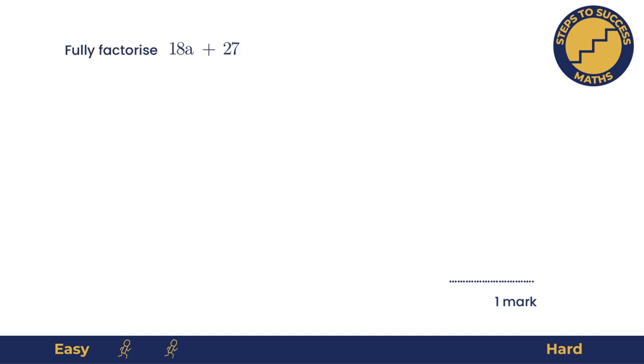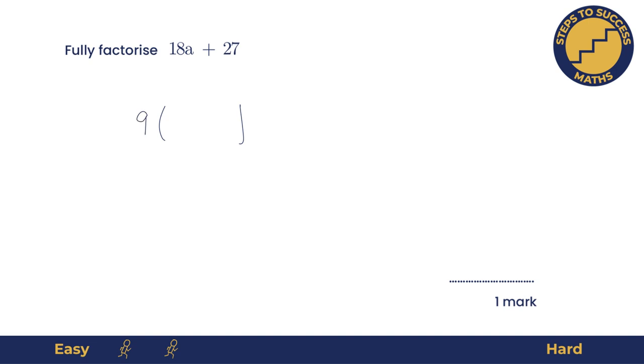Fully factorise. Okay, so we can see it says fully factorise, which means we need to make sure we bring out everything we can. So again, you can see that there is no letter in both terms, so it's not going to be a letter, it's just going to be a number. Look for the biggest number that goes into 18 and 27. So you might think of 3, but then you need to think again, is there a bigger one? And the answer is yes, there is 9.